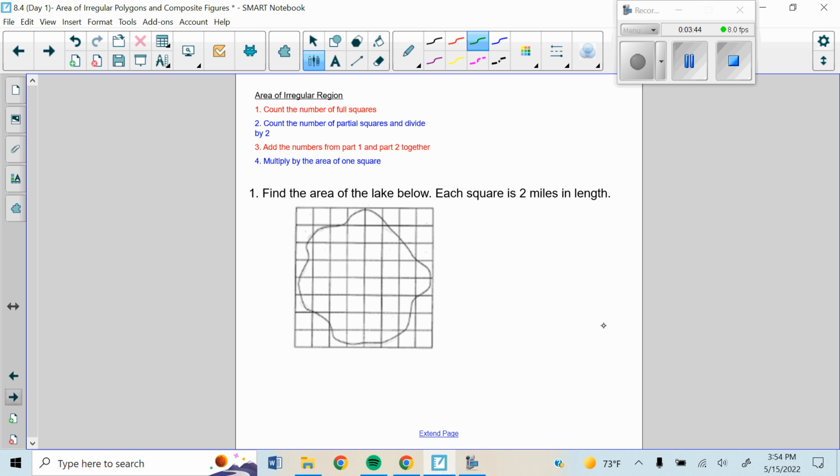So if we go ahead and do this, find the area of the lake below. Each square is 2 miles in length. I'm just going to do this right off the bat. If it's 2 miles in length, this is 2, this is 2. So my area is 4 miles squared. Okay, so that's for 1 square. So now I'm going to pause the video. I'm going to go through and count the full squares, and then I'm going to count the partial squares and divide by 2. Please pause the video here and do that if you haven't done so yet.